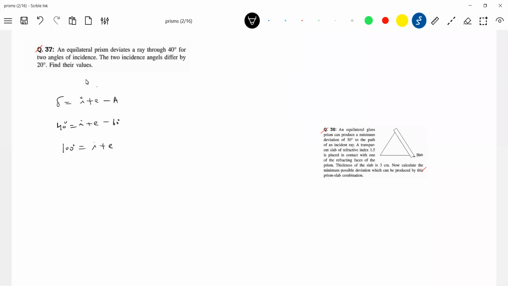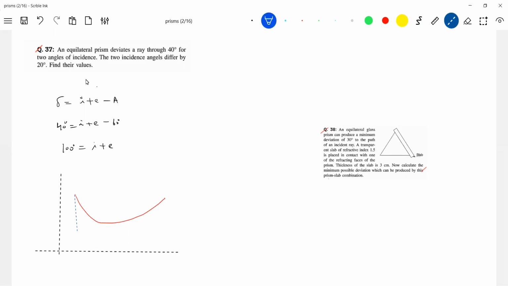The equilateral prism deviates a ray through 40 degrees for two angles of incidence. Actually, I think if you look at the graph, a better picture will come for you. So there's a curve. We are not discussing the question at maximum deviation or at minimum deviation. Am I right? Our question is related to some position on this curve.